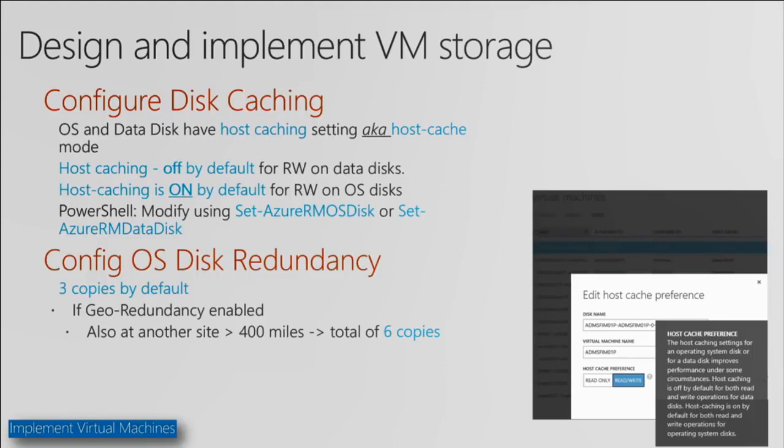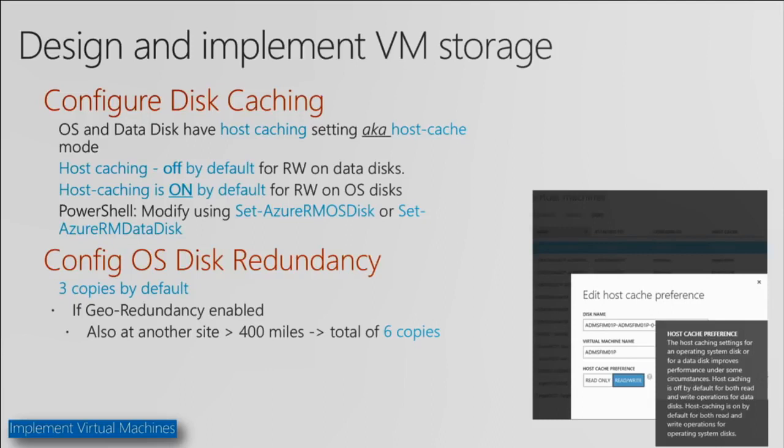Disk caching, quite important, quite useful to know for a question. By default, all OS disks are cached for read and write. By default, host caching is off for data disks that you add. So if you're going to add a machine as a domain controller, you don't want to ever put it on your OS disk because that's not best practice. And if you put it on a data disk, you really don't want to enable read-write caching on that. So that's a useful potential question you could think about. It's easy to modify using Set-AzureRmOSDisk or Set-AzureRmDataDisk.